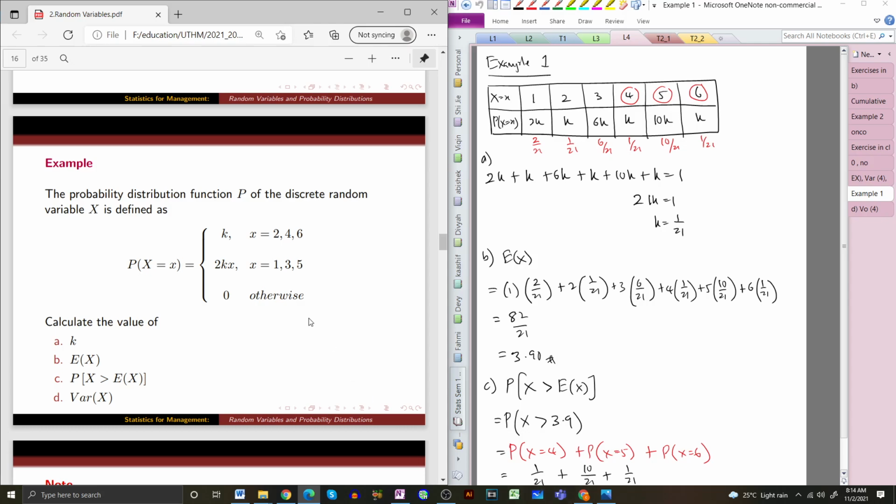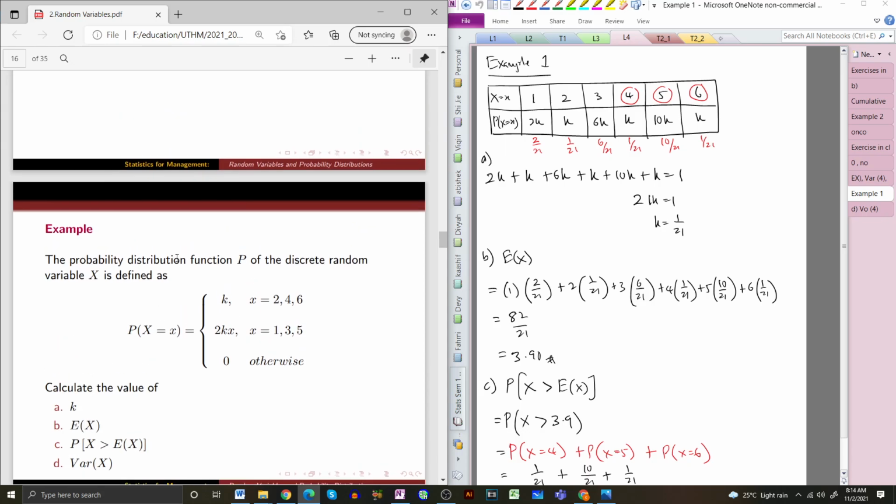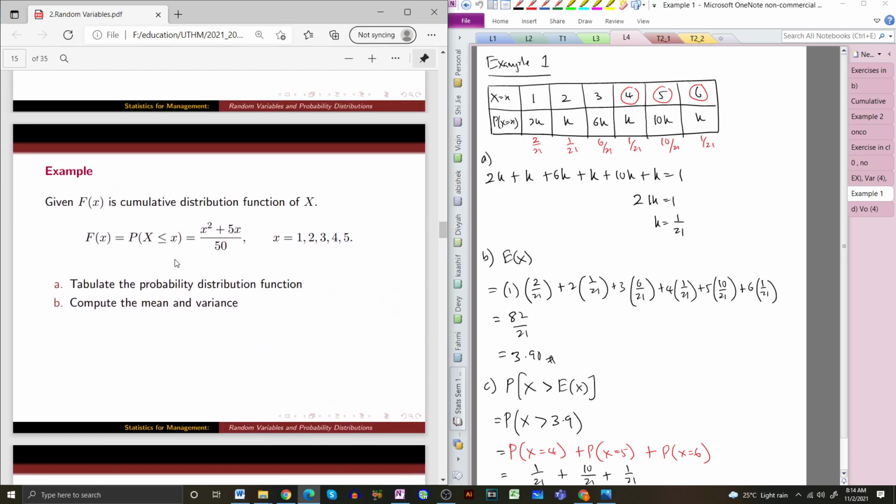So this is supposed to be the second example, okay, but I made it the first example. Now we are going for the first example, which I will make the second example.